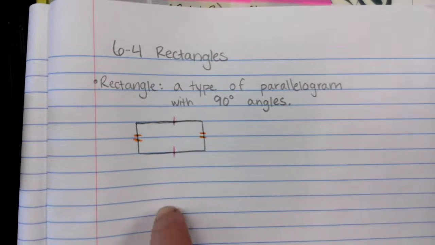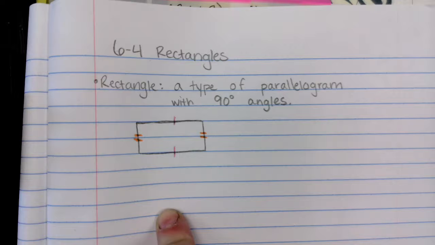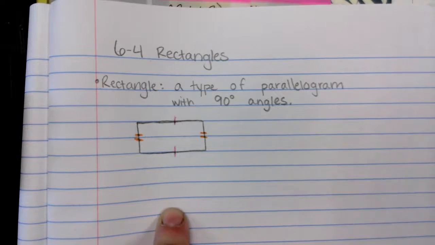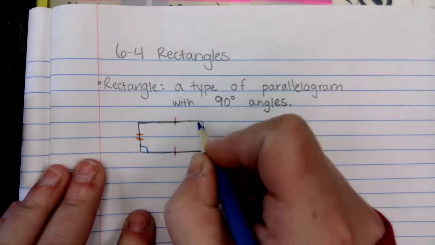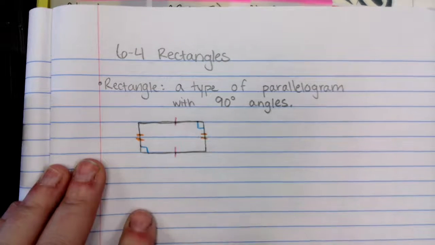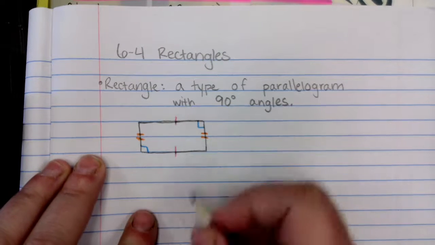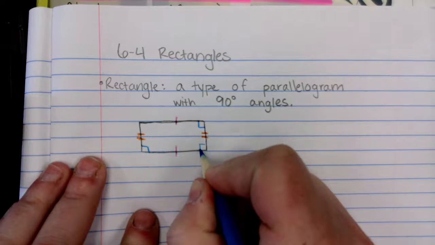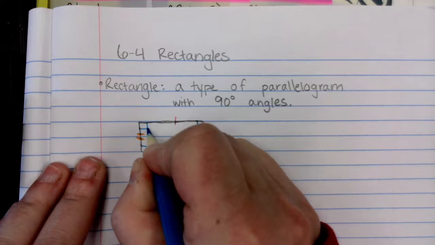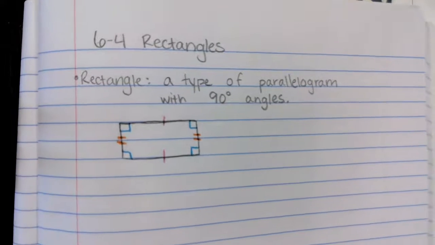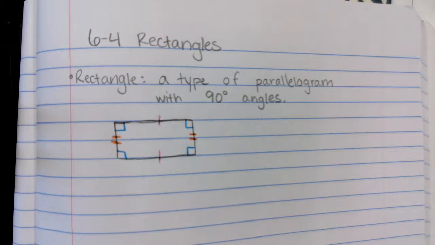Are opposite angles congruent? Is this bottom angle going to be congruent to this angle? Yeah. Do consecutive angles add up to 180? What's 90 plus 90? 180, yep. Okay.